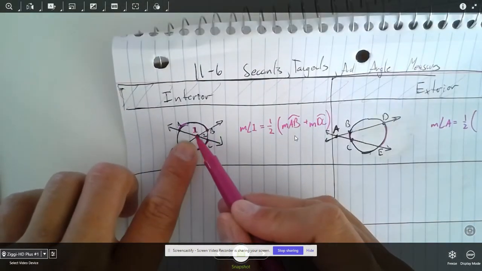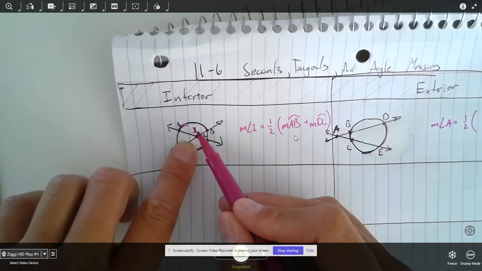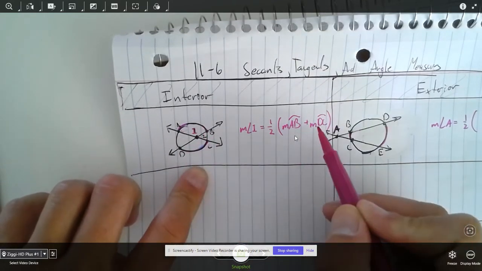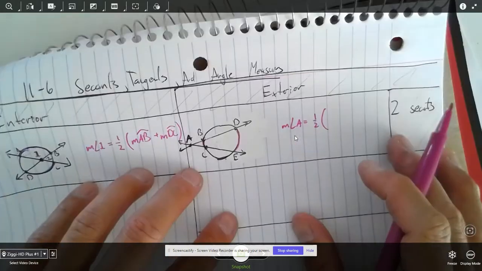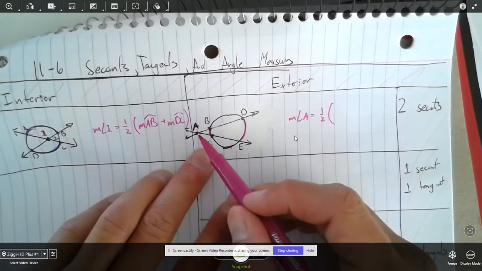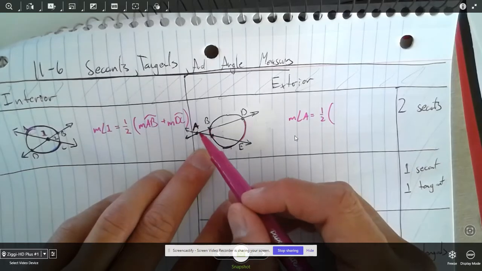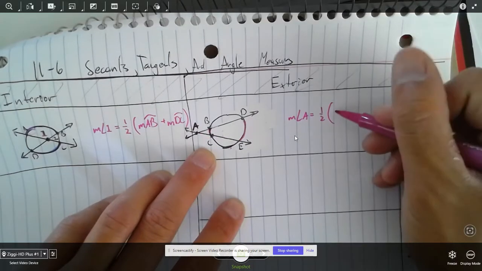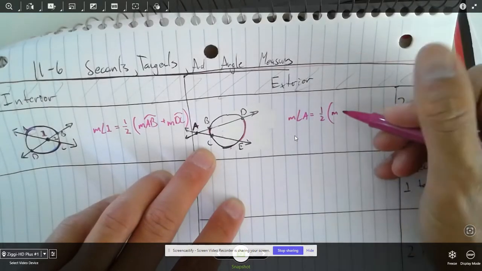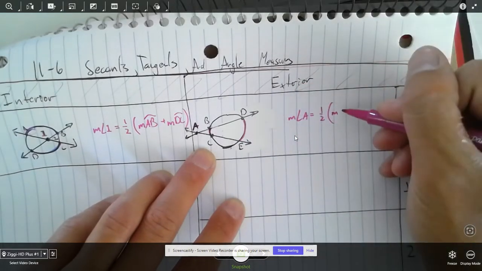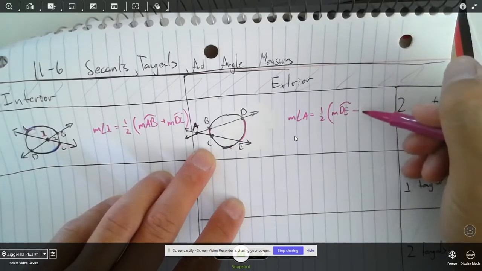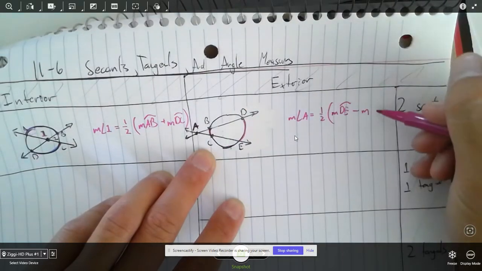Last time, you took the measure of the interior angle, 1, okay? And what you did was you took the arcs, this arc and the opposite arc on the other side, you took them together, you add them, you half them. This one over here, to find the measure of angle A, this angle A right here, you have to take the measure of the bigger arc, which is DE. So the bigger arc does have to come first, DE. And then you subtract from it the measure of the smaller arc, BC.